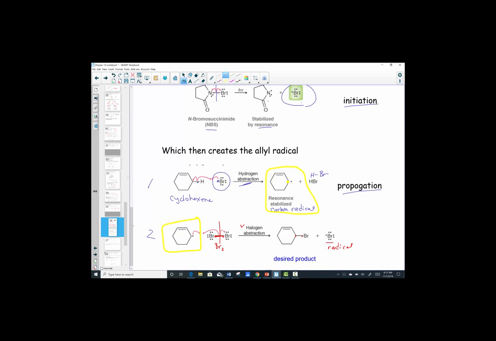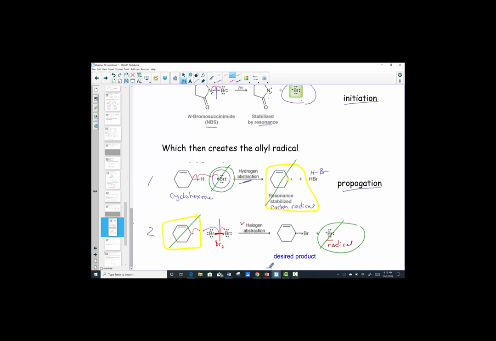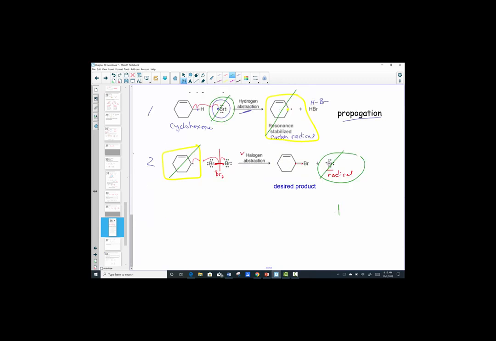And this will propagate over and over again, keeping in mind the radical we make in step 2 then gets consumed as we repeat the process. And remember, the propagation step shows us the overall equation. The radical we make in step 1 gets consumed in step 2. The radical that we consume in step 1 gets regenerated in step 2. And we have now seen the overall equation. Of course, this reaction will need to be terminated, and I didn't write that, but there would be some sort of destruction in a termination step.